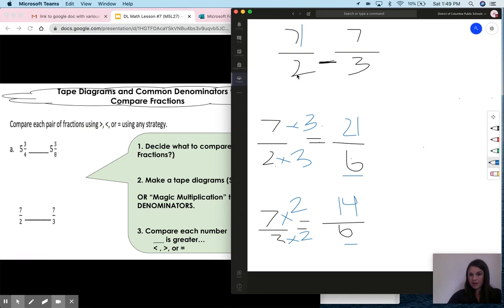Great. Now I can compare these two fractions because they have common denominators. Now we're going to think of 7/2 as 21/6, and 7/3 we're going to think of as 14/6. This is very easy to see now. Which one is bigger? Which one is greater? 21/6 or 14/6? Awesome. 21/6 is greater than 14/6, which means what about 7/2 and 7/3? Which one's greater? 7/2. That's how you use magic multiplication to find common denominators.